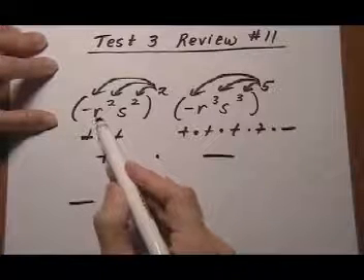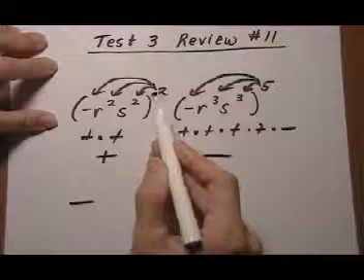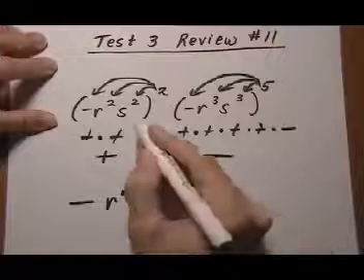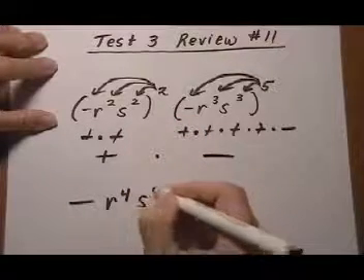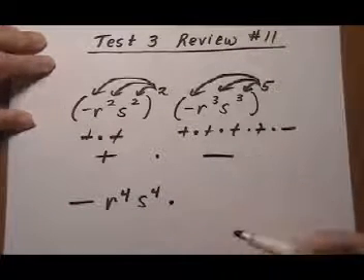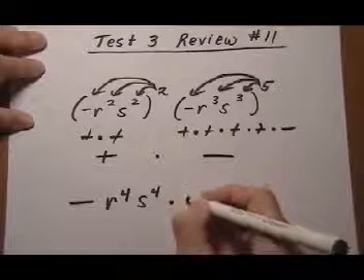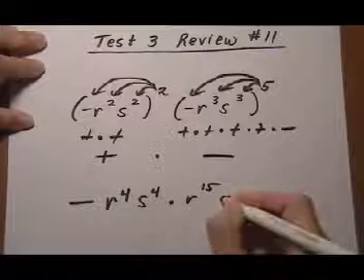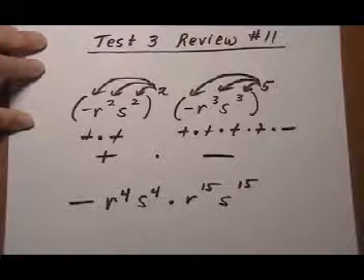And now we can just look at the variables. So let's start with the r squared in the first parentheses. R squared raised to the second power, power to power, multiply the exponents. Same with the s squared squared, again multiply the exponents, and we get s to the fourth, times the result of the second parentheses, r cubed to the fifth, power to power, so I multiply the exponents, and same with the s. S to the 3 times 5 is s to the 15.